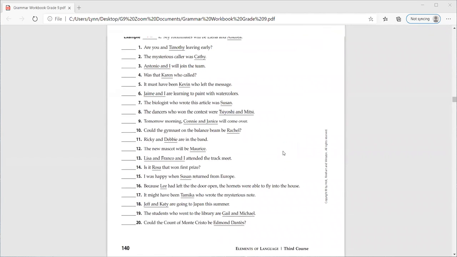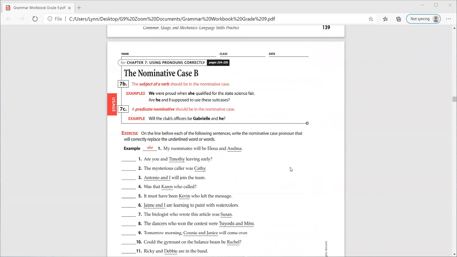All right, so let's go to page 140, the nominative case again. The subject of a verb should be in the nominative case. Examples: we were proud when she qualified for the state science fair. Another example: are he and I supposed to use these suitcases? A predicate nominative should be in the nominative case. Example: will the club's officers be Gabrielle and he?